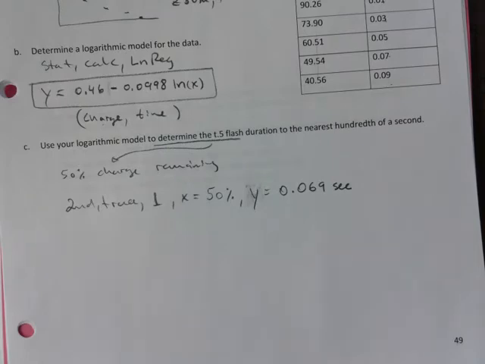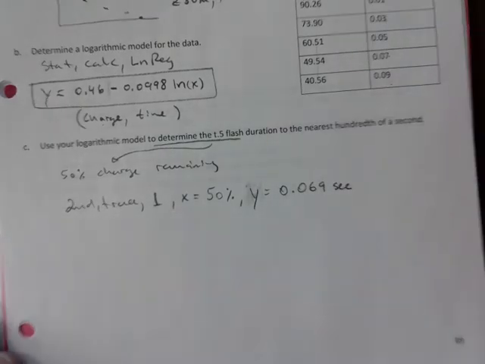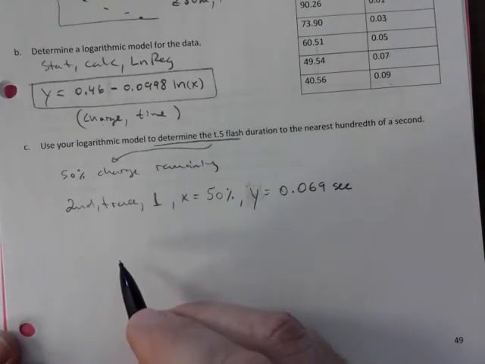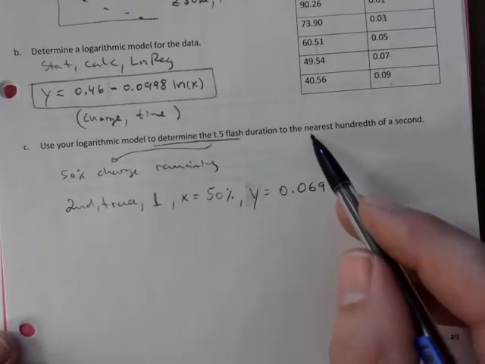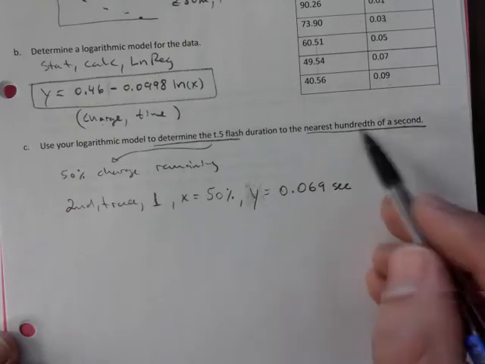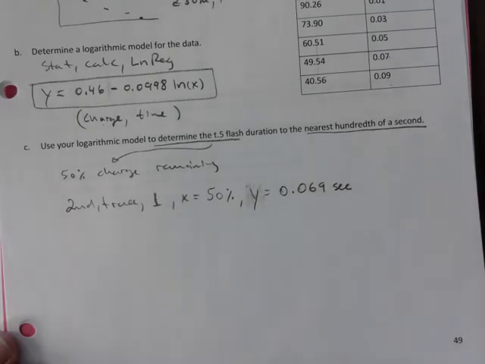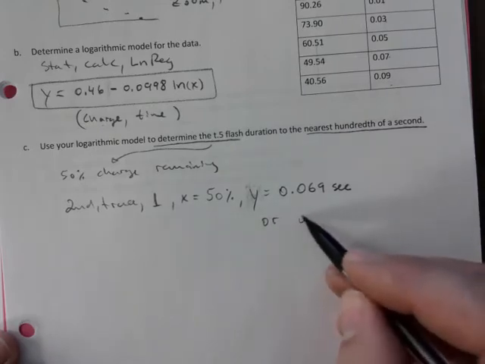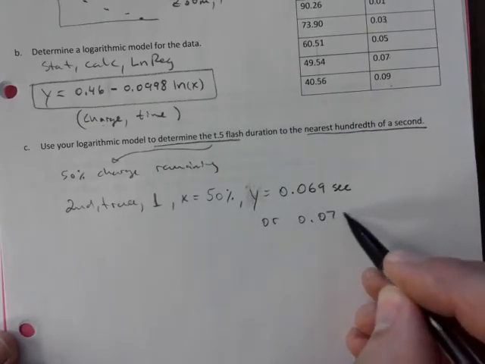Yes, it's 2 decimals minimum. If you do more, it's also okay, right? So to the nearest hundredth of a second, so that would be 2 decimals, right? So it would be 0.07 in that case, or 0.07 seconds, right?